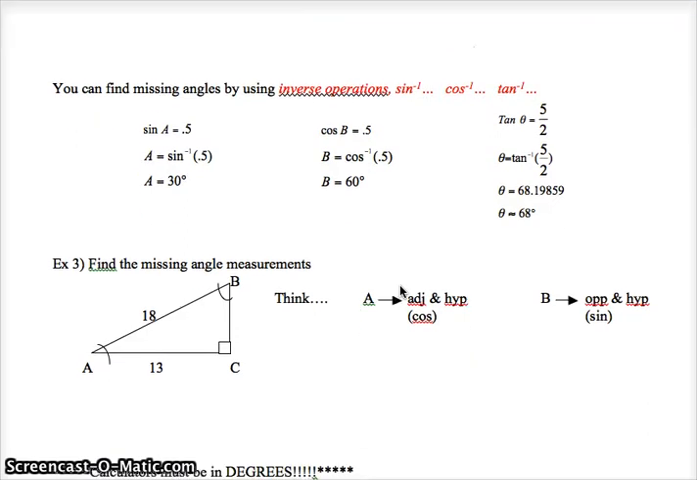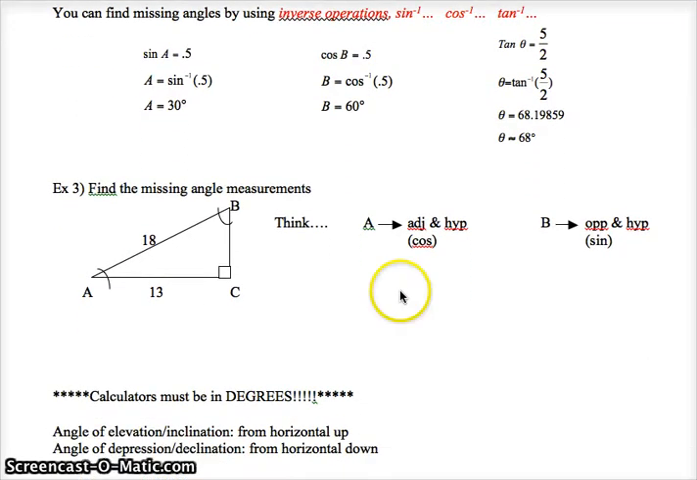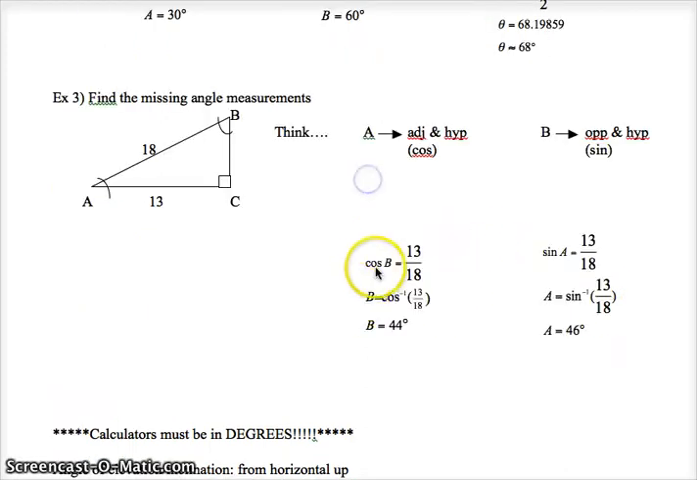So for example 3, I would like you to calculate all three missing angles. So we know C is 90 degrees. Then if we want to find angle A, we want to think, okay, what is 13? 13 is our adjacent side, and 18 is our hypotenuse. So for A, we have the adjacent and the hypotenuse, AH, so we're going to use cosine. For B, we have the opposite and the hypotenuse, so OH, we're going to use sine. So try and work out what the angle measurements are for each of them, and then come back.